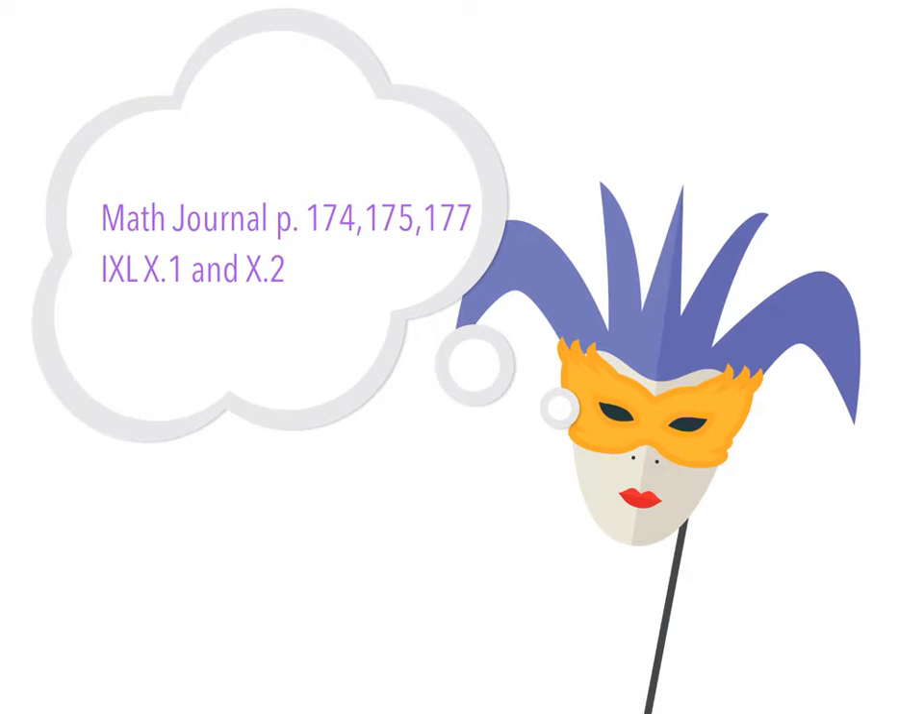Today, your assignment, you have 3 math journal pages, pages 174, 175, and then your math box is 177. And then when you go on IXL, you'll be plotting ordered pairs with skill X1 and X2.